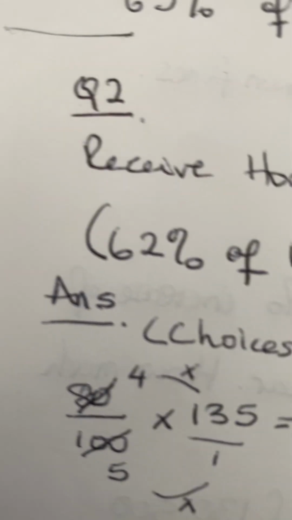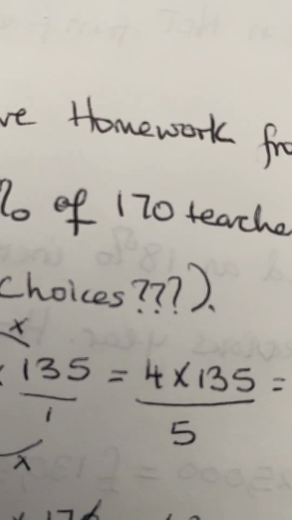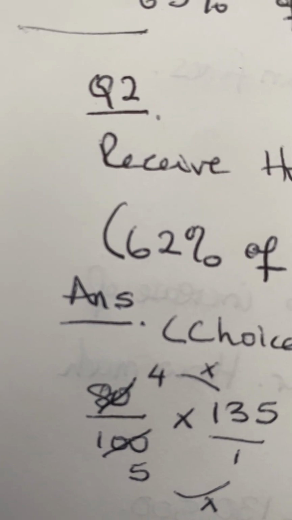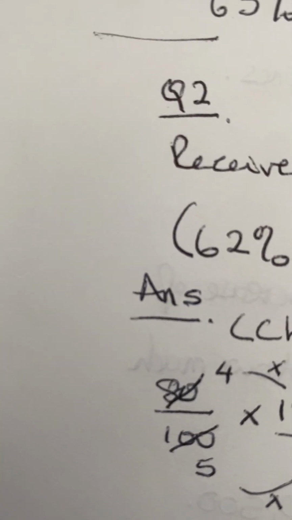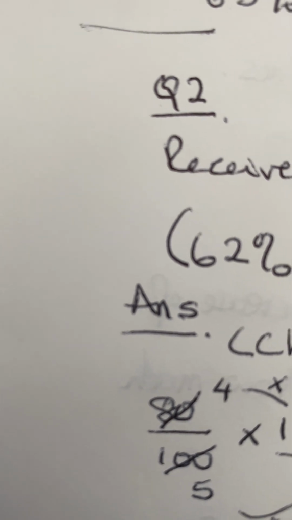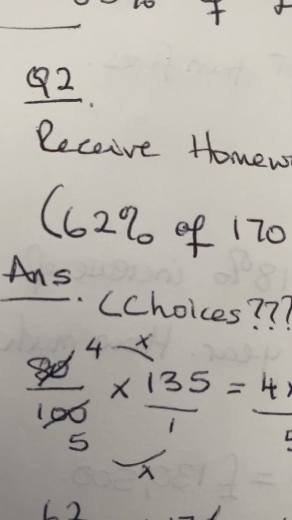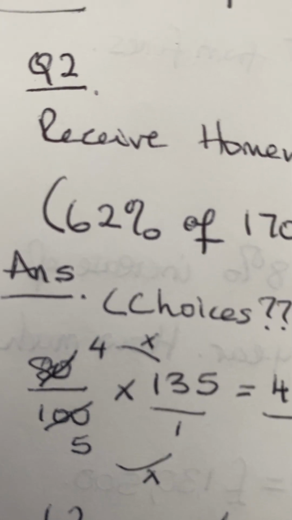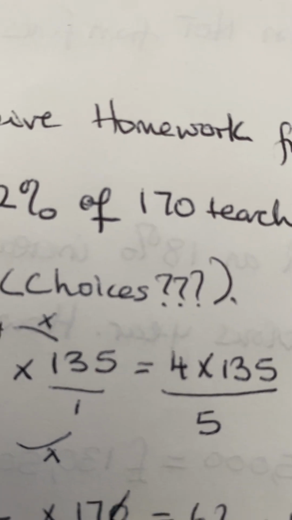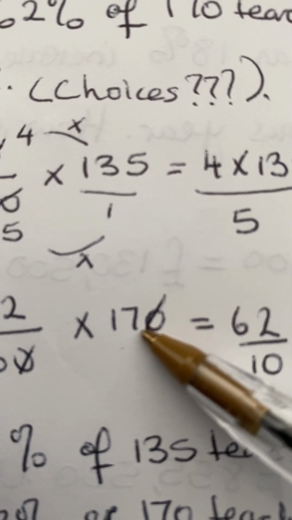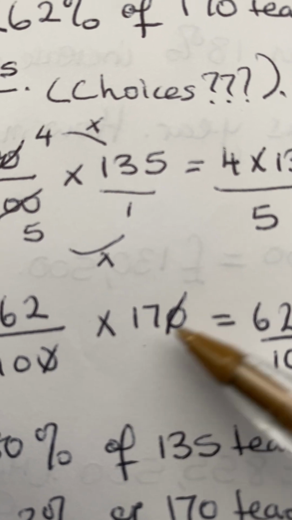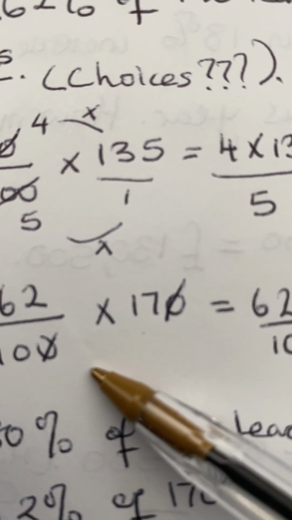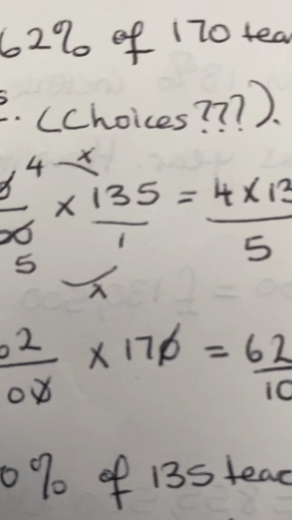170 teachers. So it's now 62 over 100 times 170. So you can do 0.62 times 170, and then you get your answer straight away using the powers of 10 to divide. But assuming you want to do it another way, how many 10s do you have in 100? 10. How many 10s do you have in 170? 17. Okay, this is where we are. So now you have 62 times 17 divided by 10 over 1.